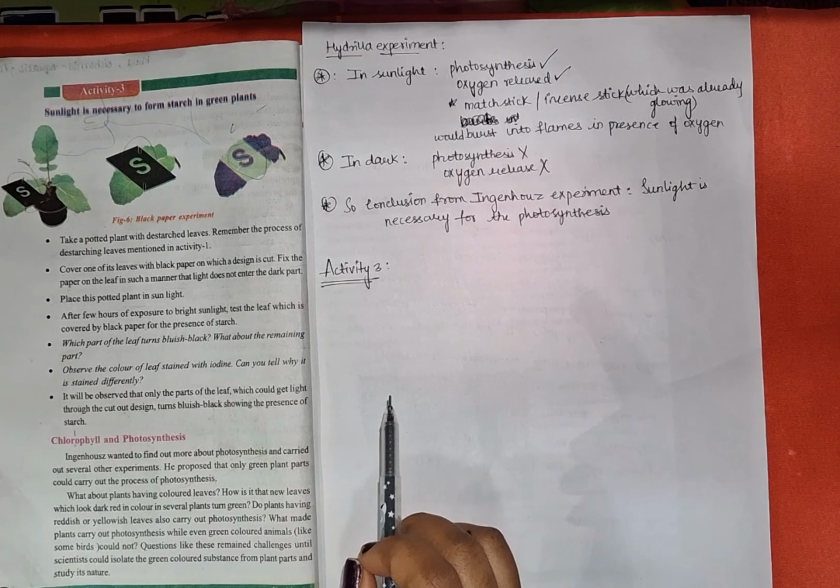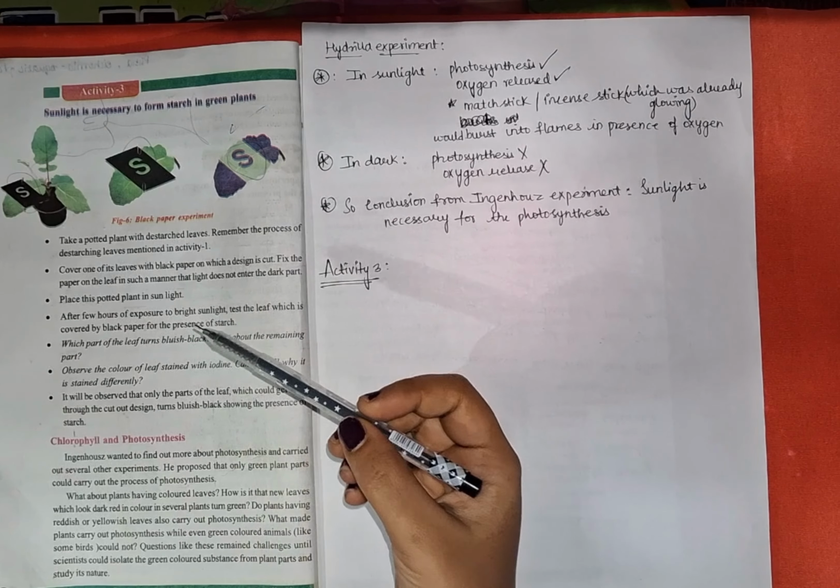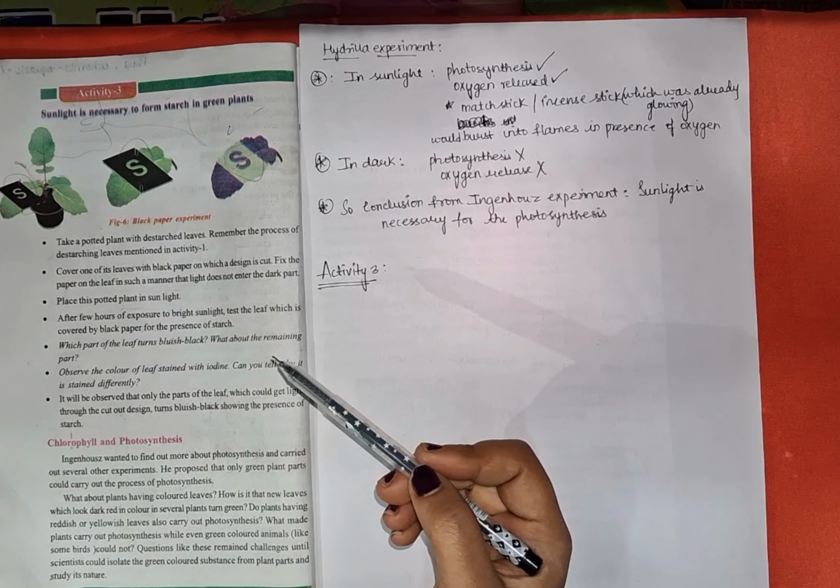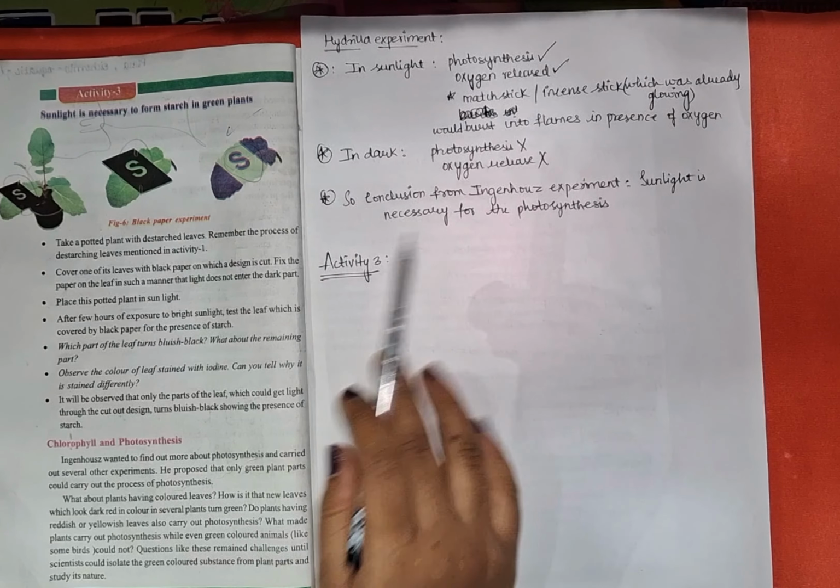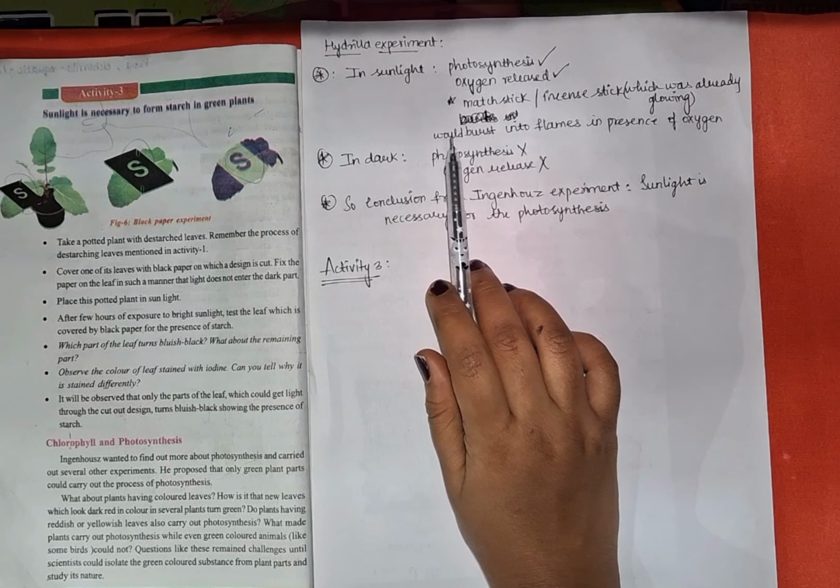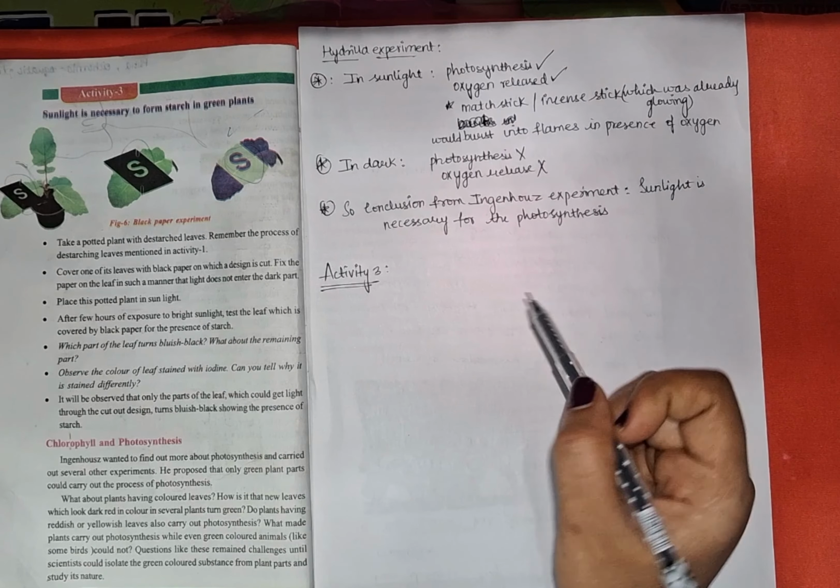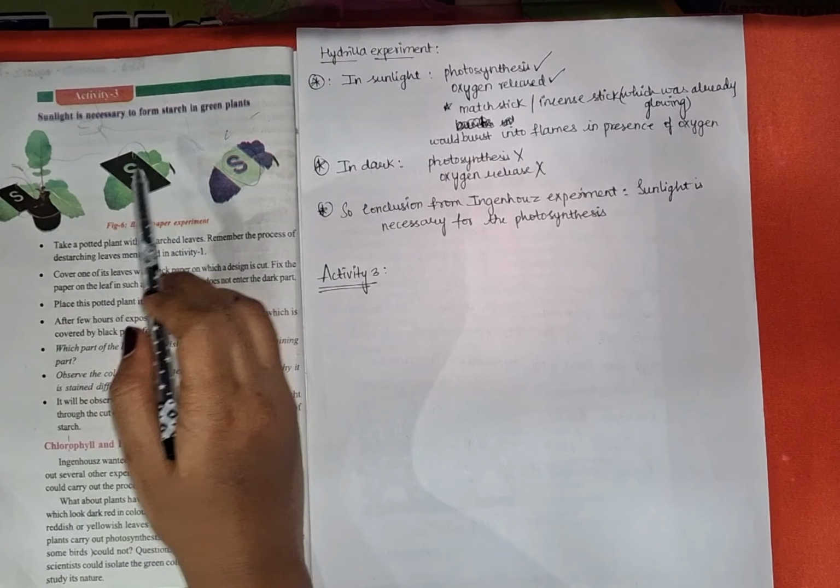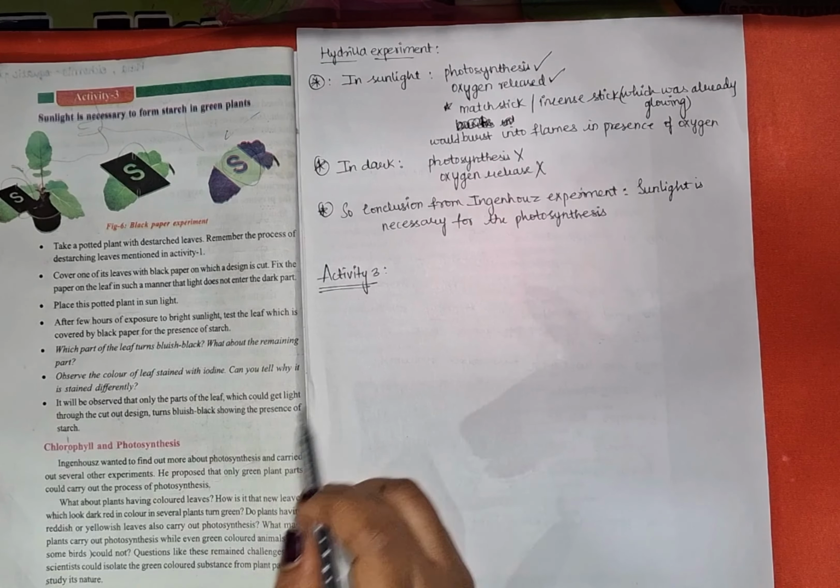So coming to the third activity, here also we are doing this experiment to know the importance of sunlight in photosynthesis, but here we are checking for the presence of starch. But in the hydrilla experiment or the Ingenhousz experiment, we did it by testing for the oxygen release. So coming to the experiment, we need a black paper and a plant.